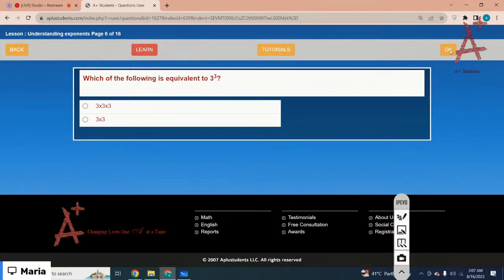Which of the following is equivalent to 3 exponent 3? Which is the correct option?